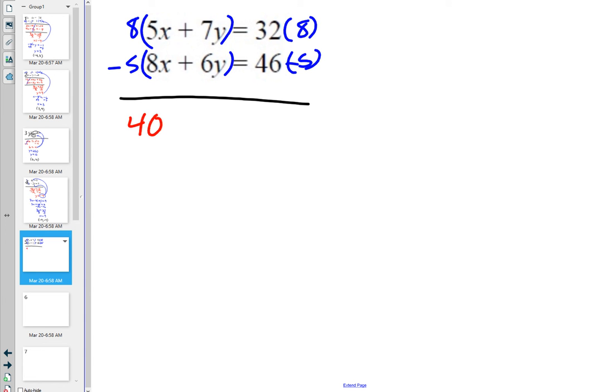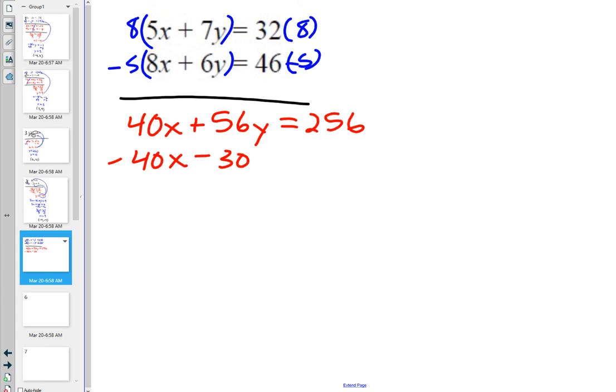So the top will become 40x plus 56y is equal to 256. Bottom is negative 40x minus 20y equal to negative 230.